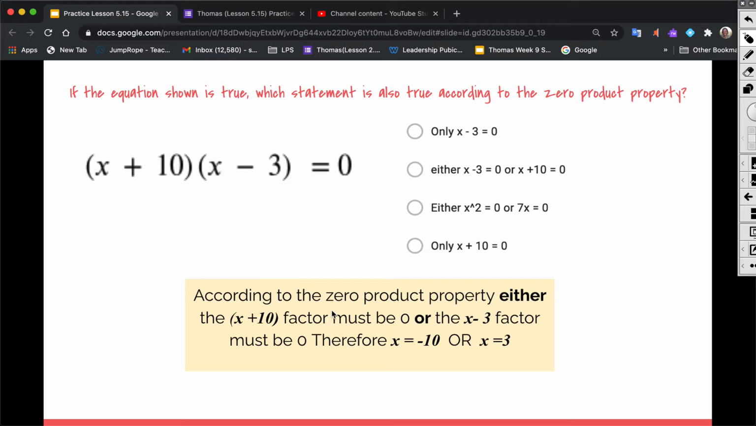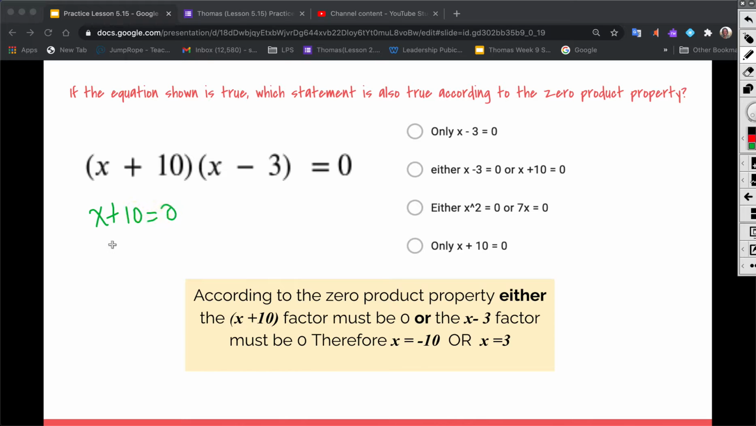So what are we saying? According to the zero product property, either x plus 10 is equal to 0 or the x minus 3 factor must be equal to 0. So what we would do in that case is you can think about solving. So we're going to say x plus 10 is equal to 0, which means we're solving for x, subtracting 10 from both sides. So x must be equal to negative 10. Or if we take the second factor, x minus 3 is equal to 0, we're adding 3 to both sides. So x must be equal to a positive 3.